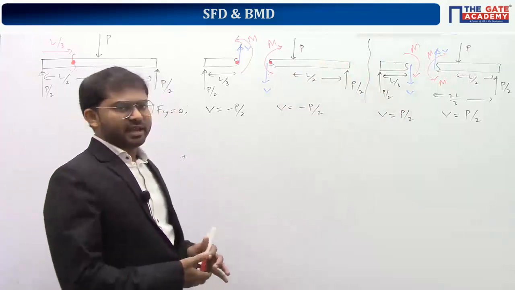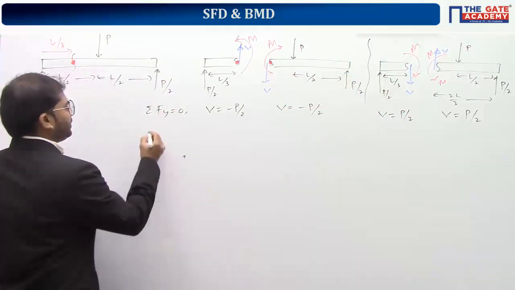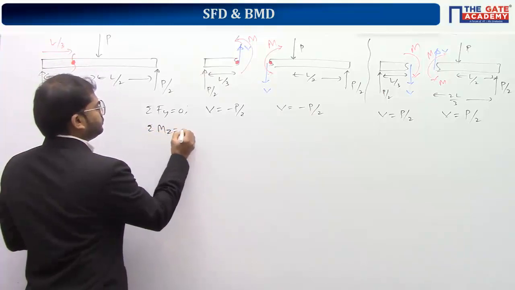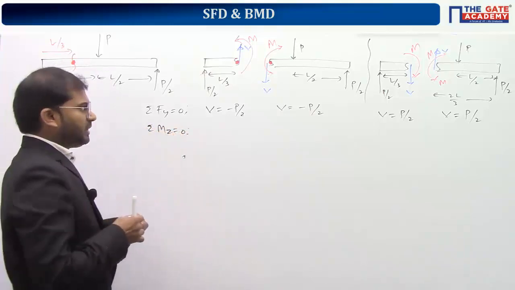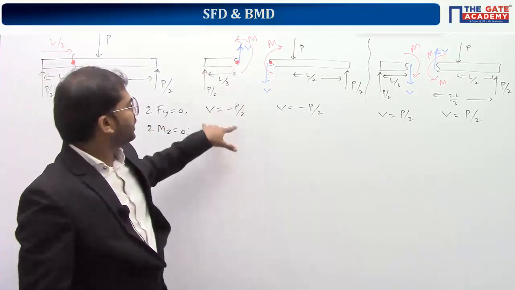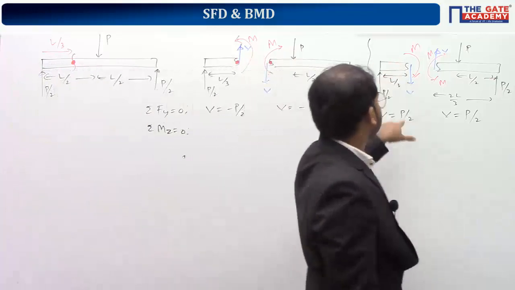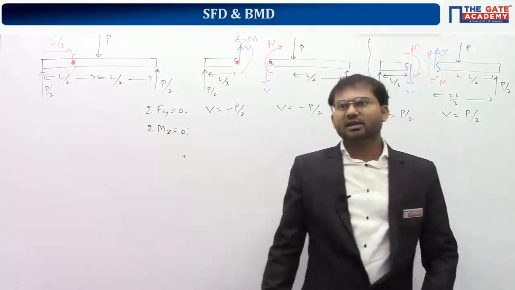Like Chandresh was saying, we should apply net moment is equal to 0. You can apply this condition and get the value of M here, M here, M here, M here. Can you do the calculation, everyone?